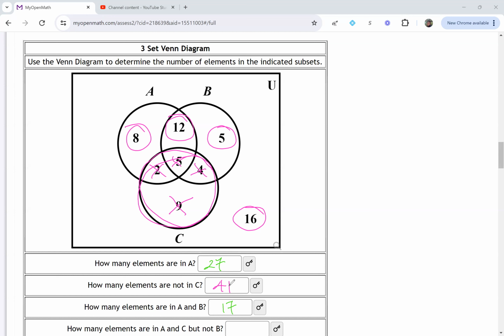All right. Let me go ahead and erase this so we can take a look at the last question here. Okay, so the question says how many elements are in A and C, but not in B? Okay, so where are the ones in A and C? If I look at where the overlap is, 2 and 5. There's 2 elements that are in A and C. There's 5 elements that are in A, B, and C. But I don't want the ones in B, so really I just have 2 elements in A and C, but not B.